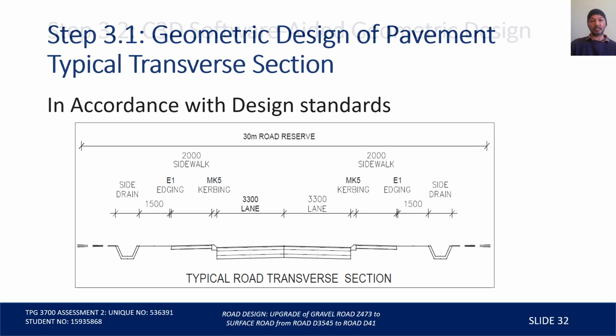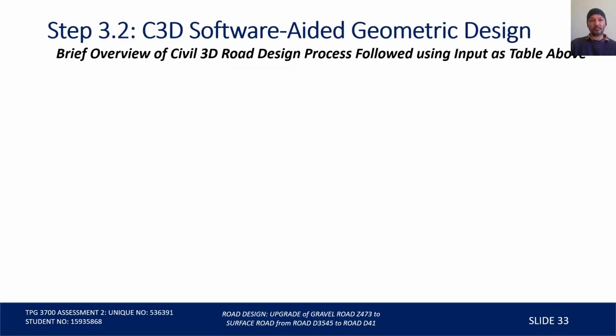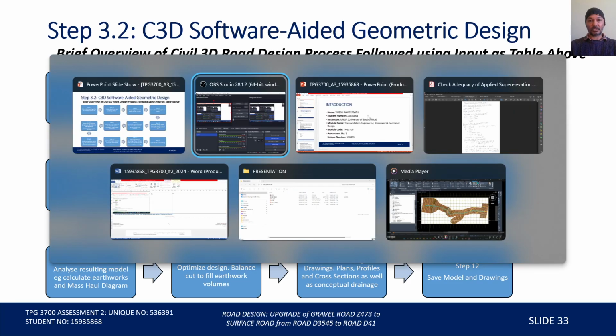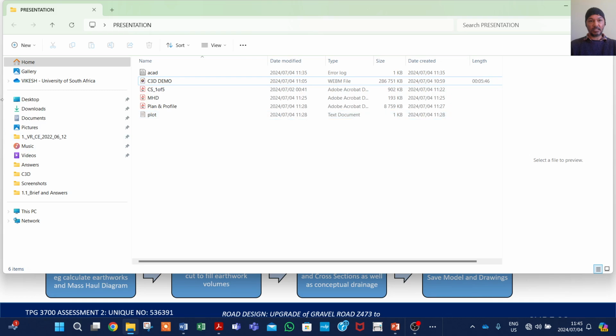drains either side. After that, I went into Civil 3D, and this was basically the software-aided geometric design which I followed. These are the steps from the coordinate system to creating and applying design criteria to the alignments and profiles, and then ultimately generating the drawings. I'm just going to jump through Civil 3D now, so we can have a quick look at what was done.